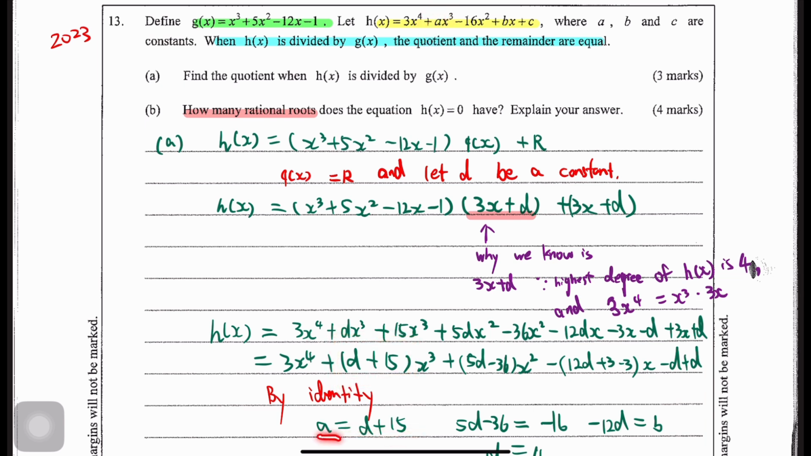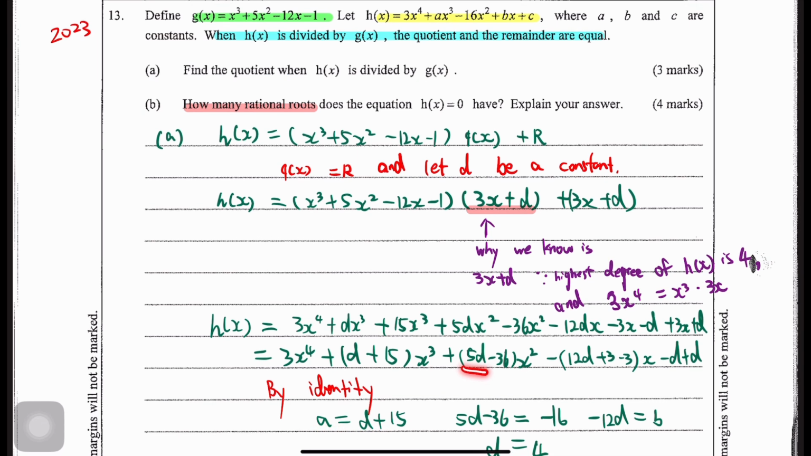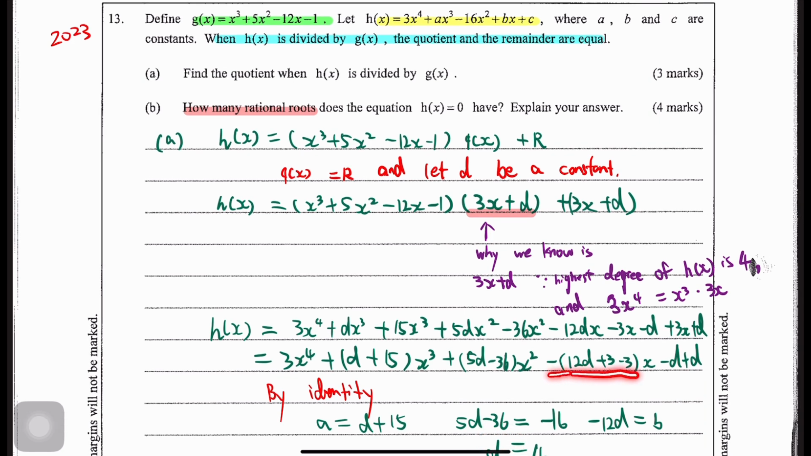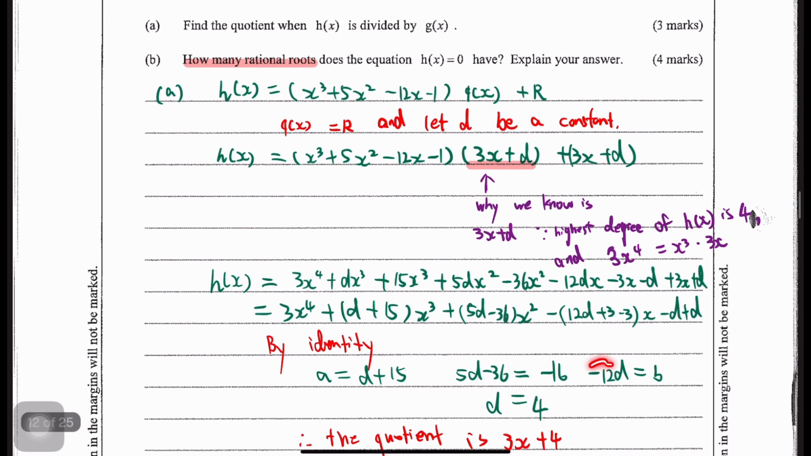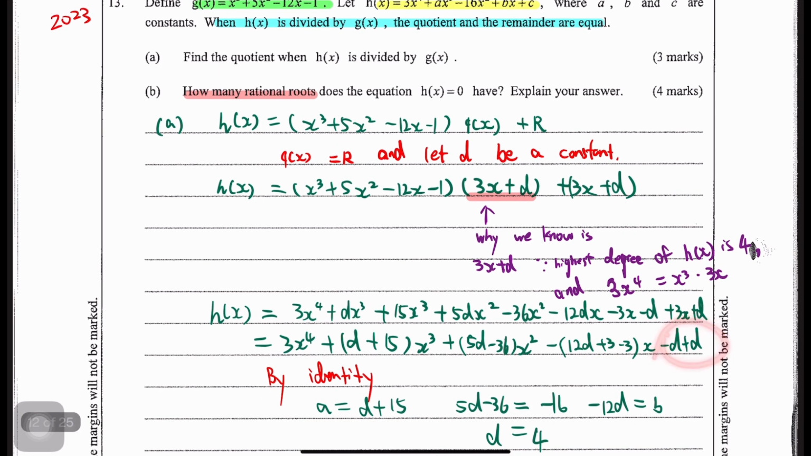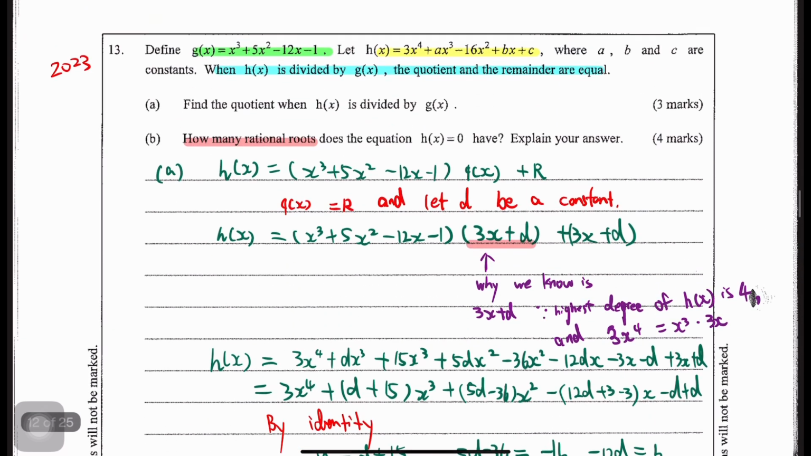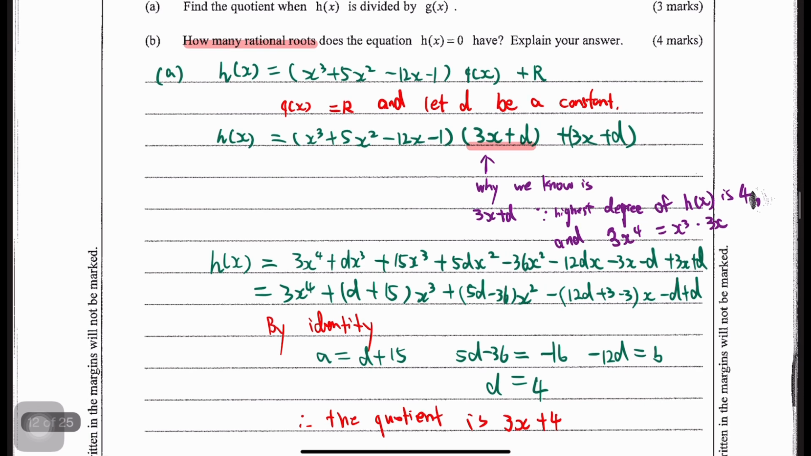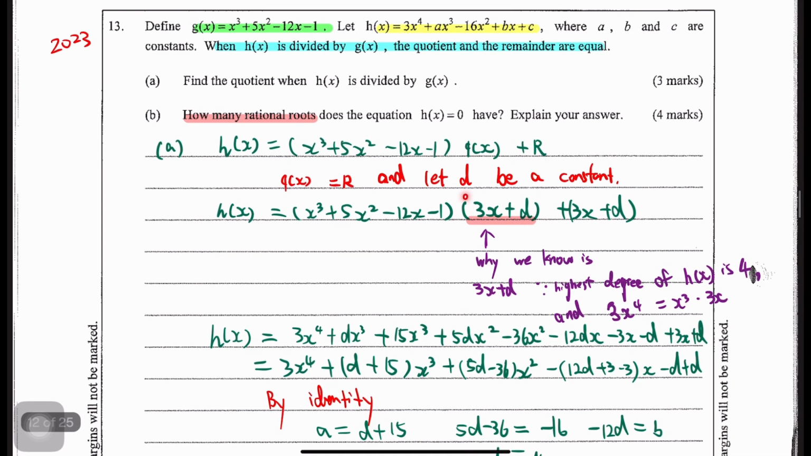Can you solve it? Here we have two unknowns, so we cannot solve it yet. So 5d minus 36 equals negative 16. So we can solve d by this one. And then this one, negative 12d equals b. So you can solve it because you already have d, right? The c here should equal 0, because we don't have any constant. But now, do we need to solve a? Do we need to solve c? We don't need to. The only thing we need to solve is d. Why?